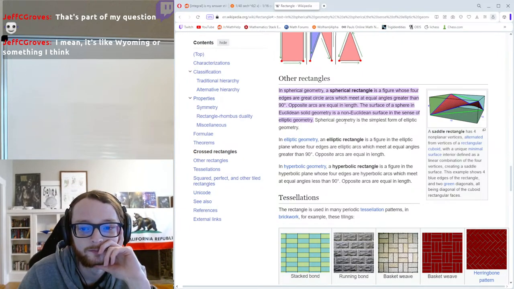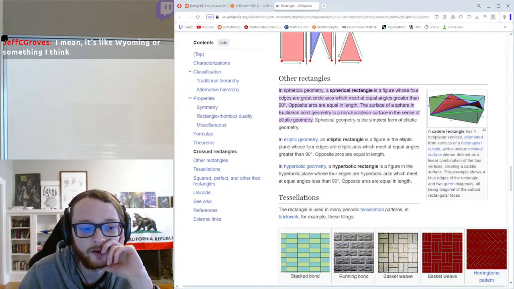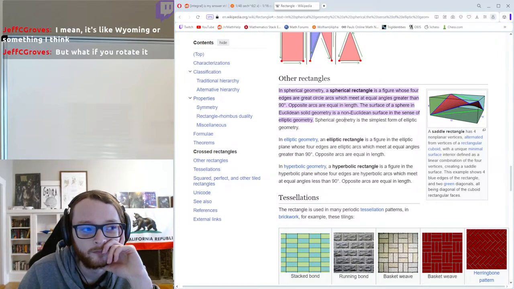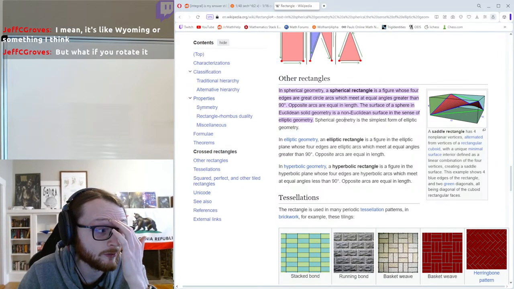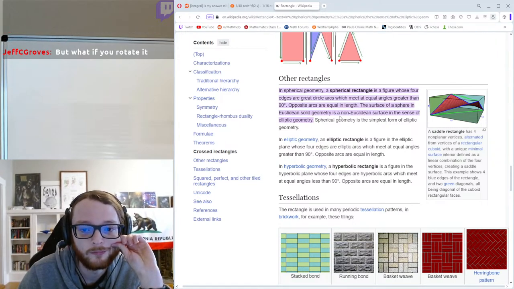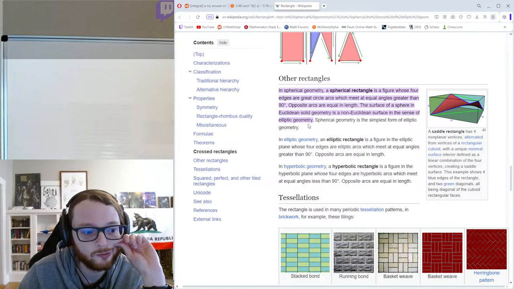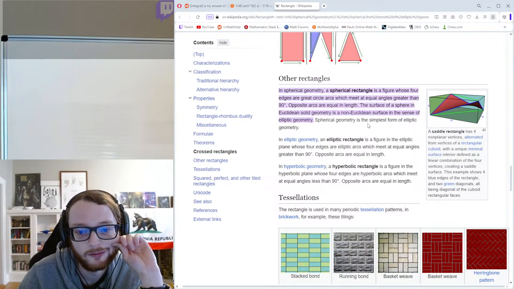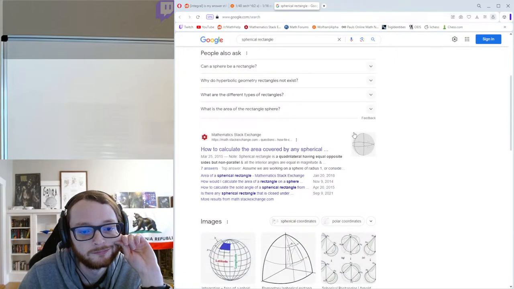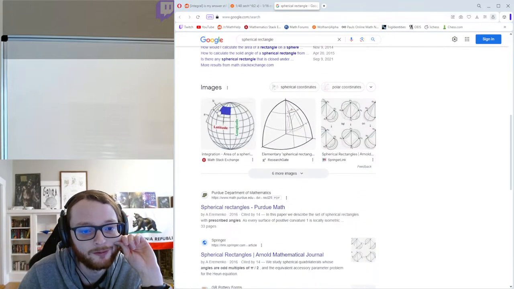Okay. Oh, okay. It's the same idea where in spherical geometry, the angles in a triangle add to slightly more than 180 degrees. See, I know very little about non-Euclidean geometry. But it's like if you literally just drew a rectangle onto a sphere... Oh wait, but what if you rotate it? What do you mean, what if you rotate it? Okay, yeah, like that exactly. Be a spherical rectangle, I guess.